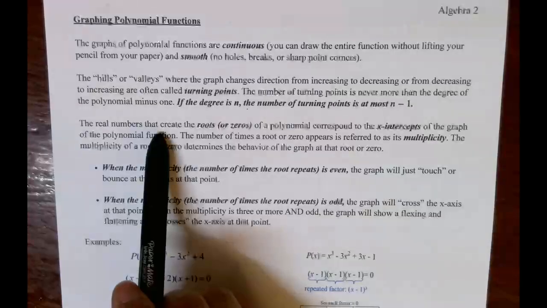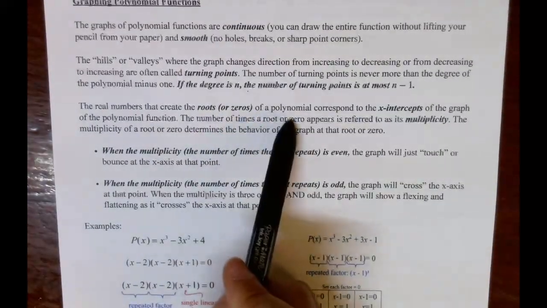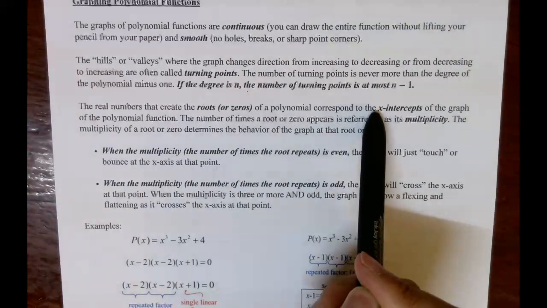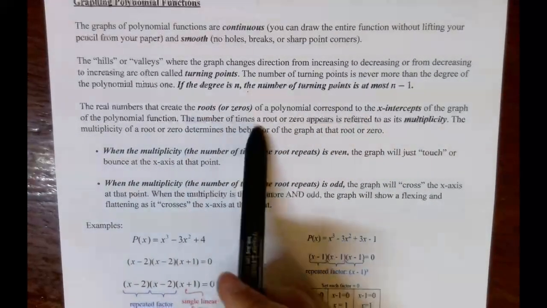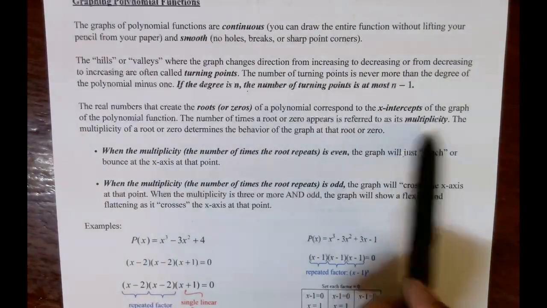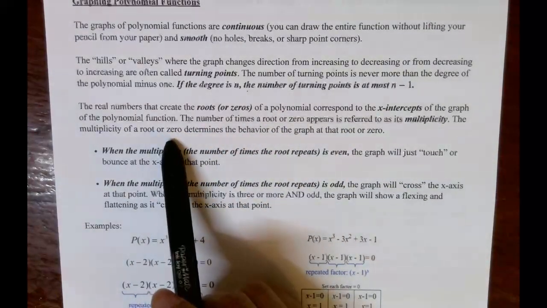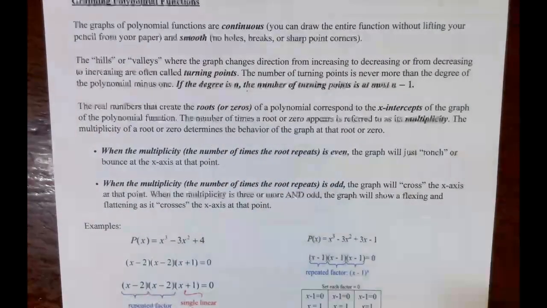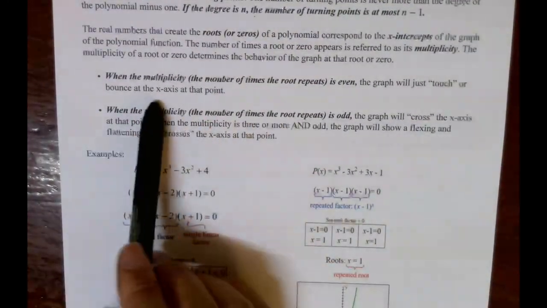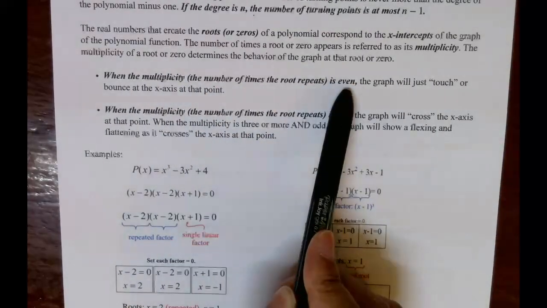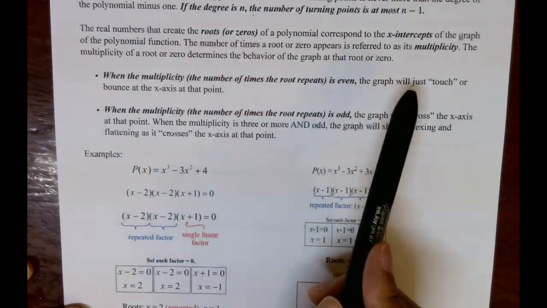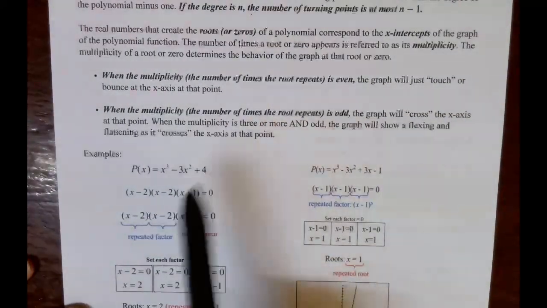Okay? The real numbers that create the roots or the zeros of a polynomial we know correspond to the x-intercepts. We've seen that in the past couple of days. And the number of times a root or zero appears is referred to as its multiplicity. What the multiplicity of a root or zero does is it determines the behavior of the graph when it reaches that point. When the multiplicity is even, if it shows up 2, 4, 6, 8, etc. times, it will just touch it or bounce at that point, right?